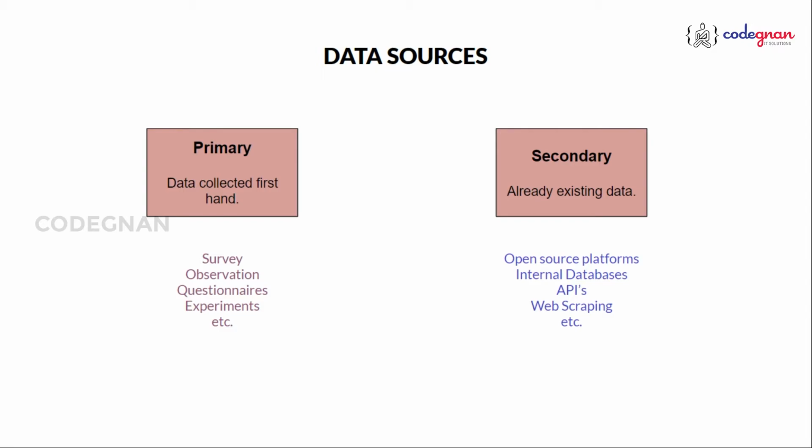What is a secondary source? So secondary sources of data are the data that already exist. Like your open source platforms, they provide your data, right? Internal databases, there are certain APIs that provide you the data. Then web scraping also comes under your secondary sources of data. And there are many more examples.